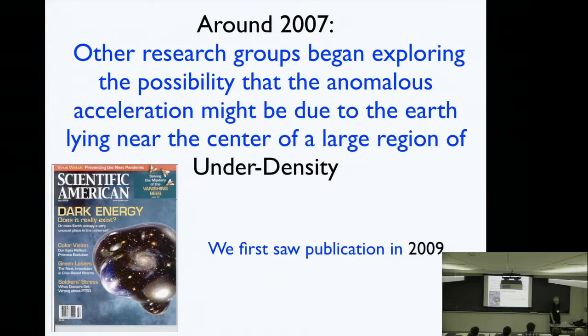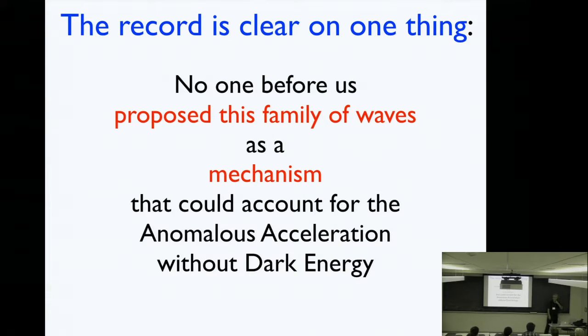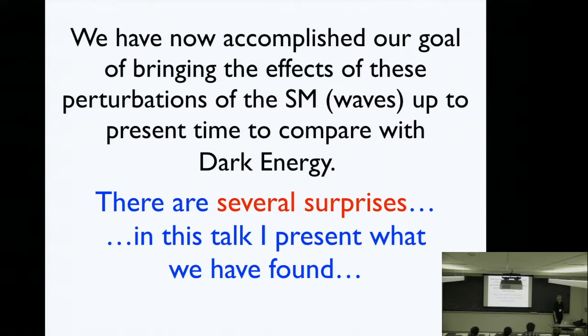Then around 2007, other groups started exploring: maybe we live in a large underdensity, and this accounts for the anomalous acceleration. In 2009, we saw this cover article in Scientific American. Actually, my wife saw it. But nobody, we've been through the record, nobody before us proposed this family of waves as a mechanism that could account for the anomalous acceleration. That's what we did, and we pursued it to the conclusion, which I'm showing you right now.